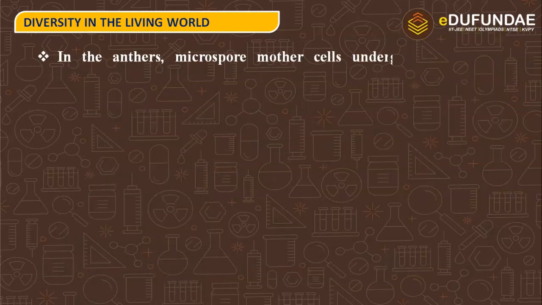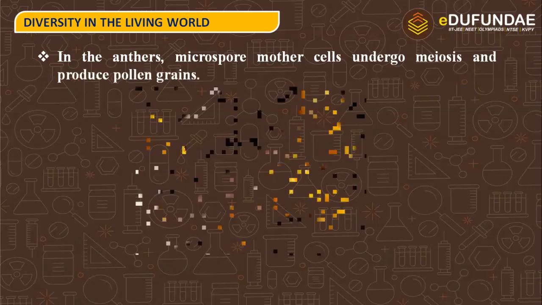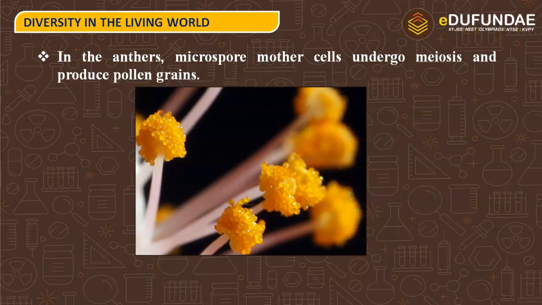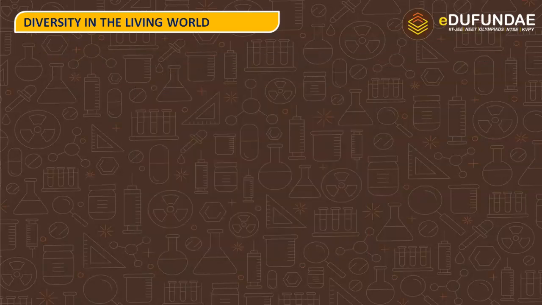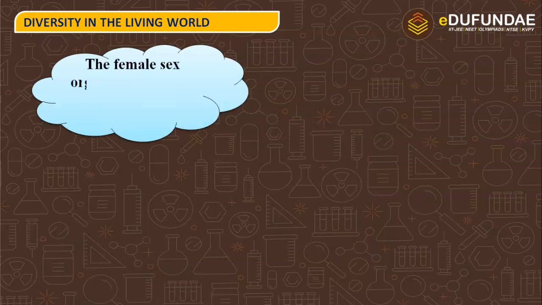In the anthers, the microspore mother cells undergo meiosis and produce pollen grains. So here we can see the presence of these tiny pollen grains. The female sex organ in a flower is the pistil or the carpel. So they are synonyms, we can name any of it.